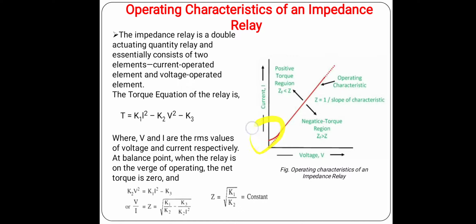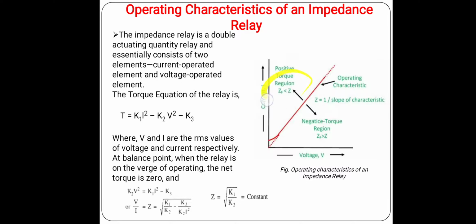For all practical purposes, the dashed line will be considered, which represents a constant value of Z, as the operating characteristics. The relay will pick up for any combination of V and I represented by a point above the characteristics line. That means above this line, the value of ZF, the impedance under the faulty section inside the protection zone, is less than the preset value Z.